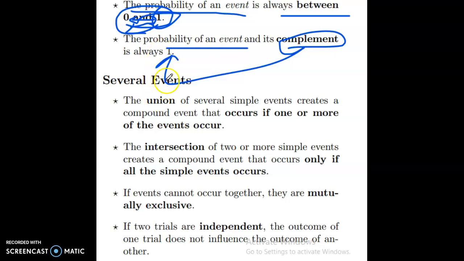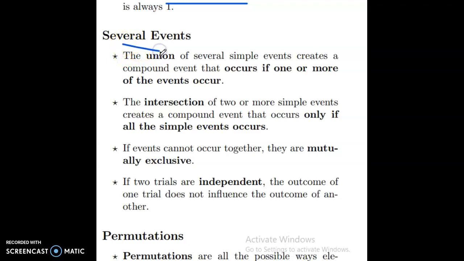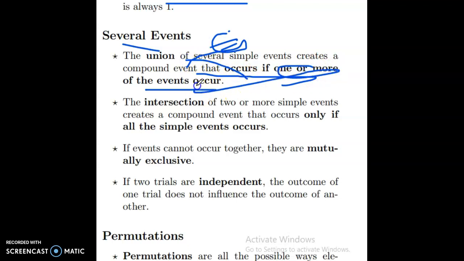Several events. The union of several simple events creates a compound event that occurs if one or more of the events occur.